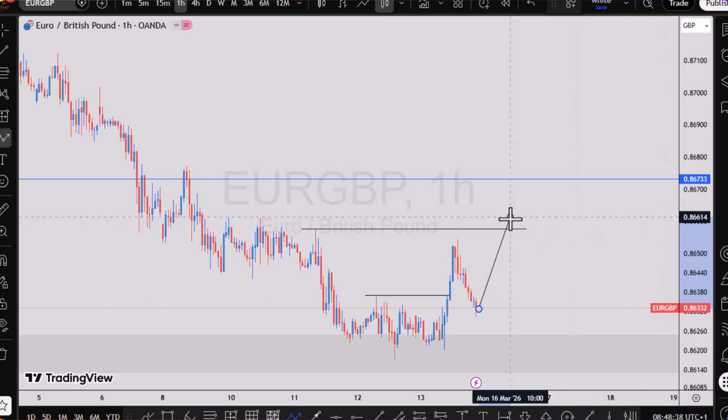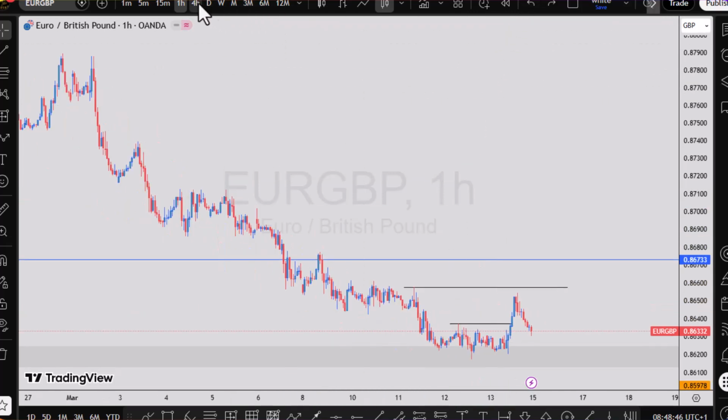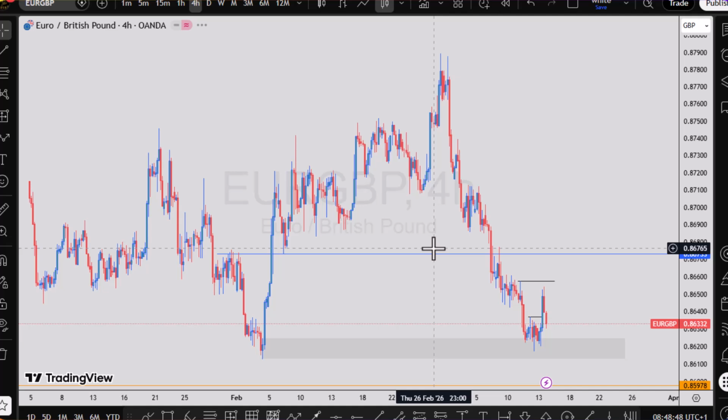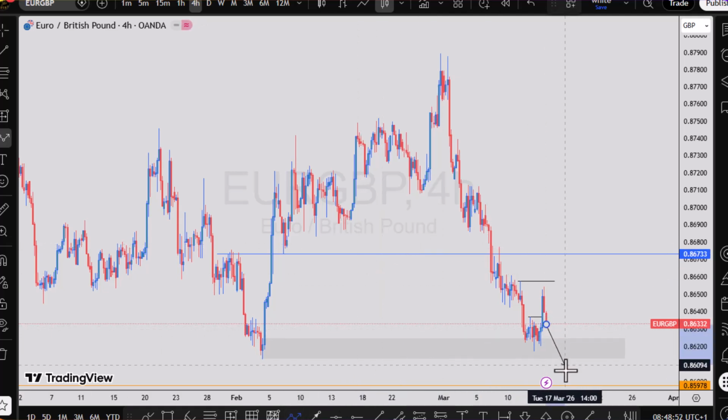0.86600. So likely price may do something like this, come back the way down, right? So that is what we may have on the euro paired against the Great Pound sterling. On the 4-hour chart as well, we need to monitor the levels down below. Price may come down, give us a kind of demand or sweep at this low for a push to the upside.